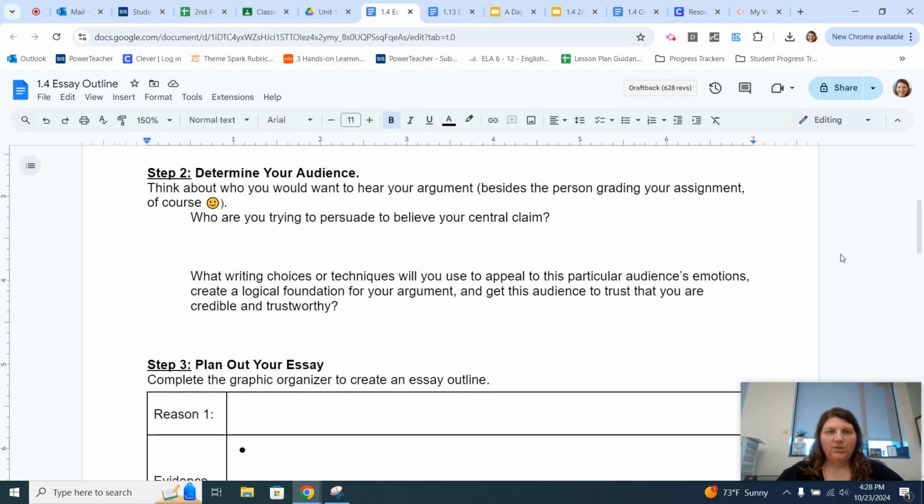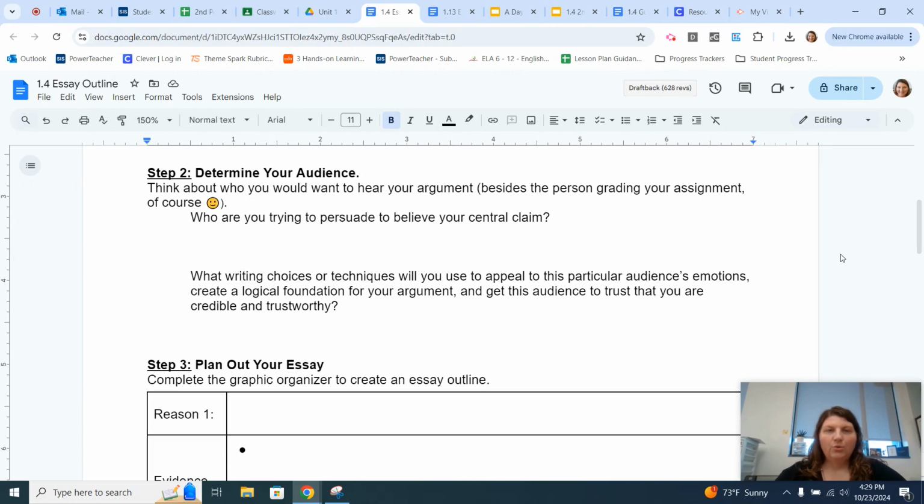Step 2 is to determine your audience. So think about who you want to hear your argument besides, of course, me, who is grading your assignment. And it's important to identify our audience and keep our audience in mind as we write, because you're going to make particular choices as a writer and use certain techniques to appeal to your audience based on who your audience is and what your relationship is like with that audience.